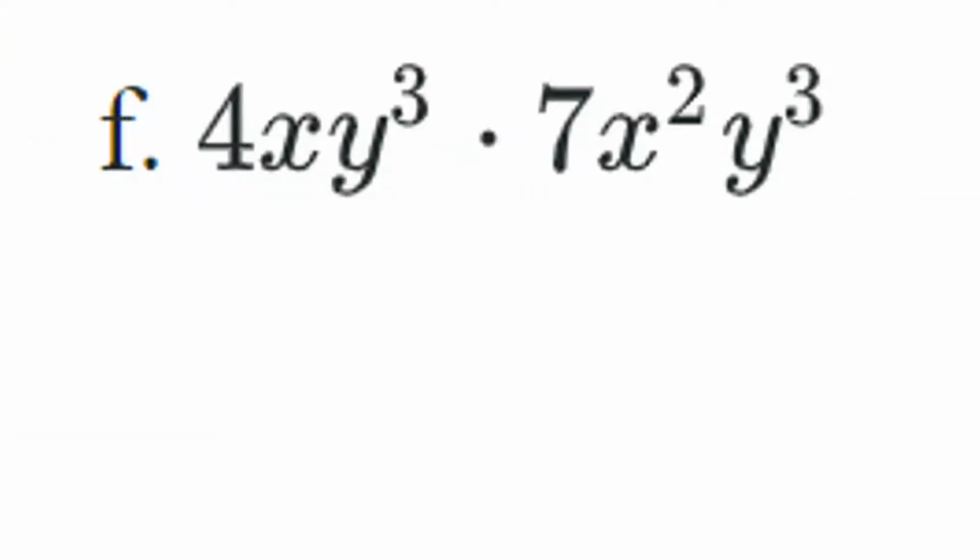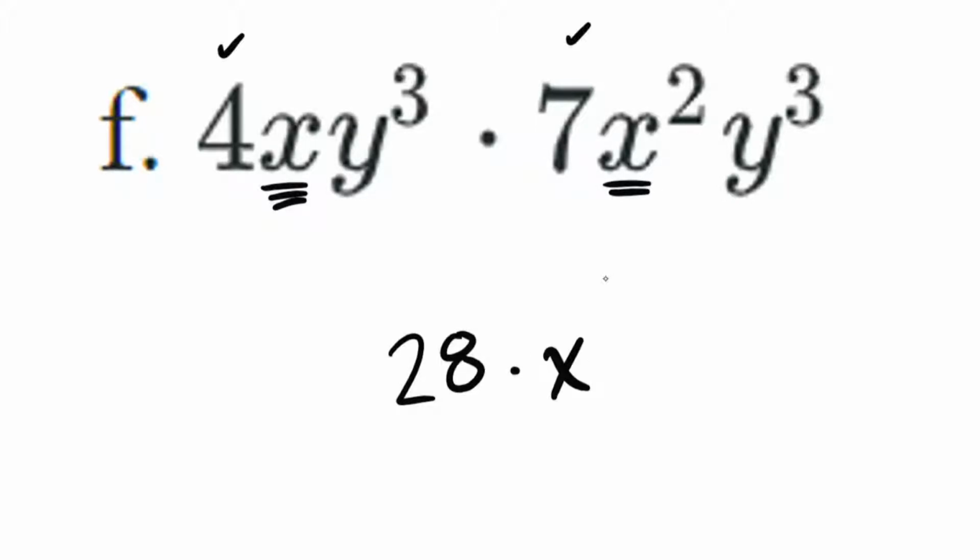I know 4 times 7 is the number 28. So I can write 28. That's going to be part of my answer. That's taken care of. I can see right here, this is a single factor of x, and then I have 2 more factors of x in my product. So that means I have a total of 3 factors of x, x to the 3rd power.